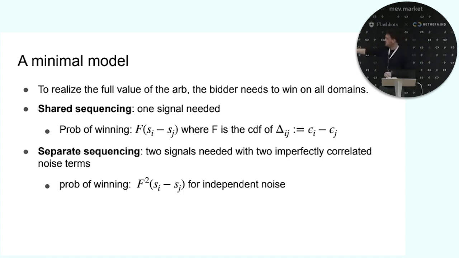So in mathematics, you compare basically a cumulative, and then you compare the squared of the cumulative. Okay? If you think about independent noise, right? Maybe there's some correlation, right? So if I'm good at placing trades on Arbitrum, I'm also good at placing trades on Optimism. So it might not be independent, but certainly it's not perfectly correlated, right? So you have more variance in this shared sequencing regime.